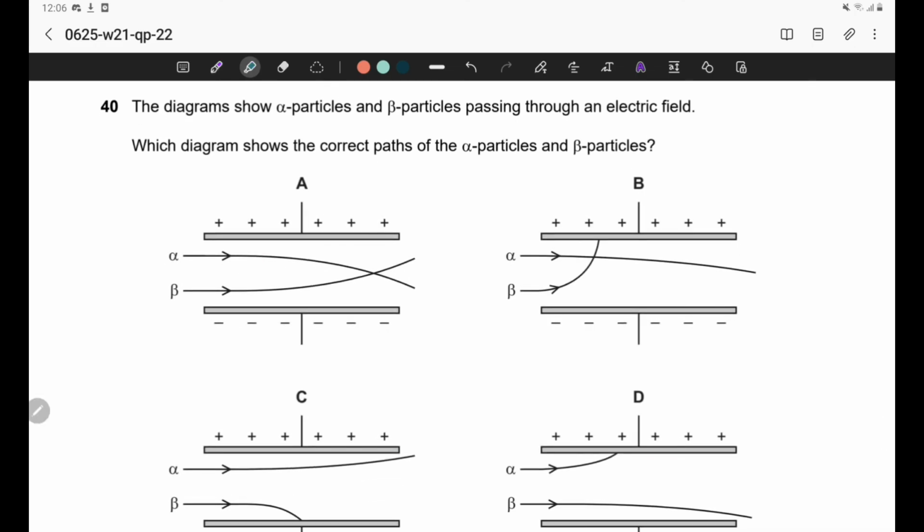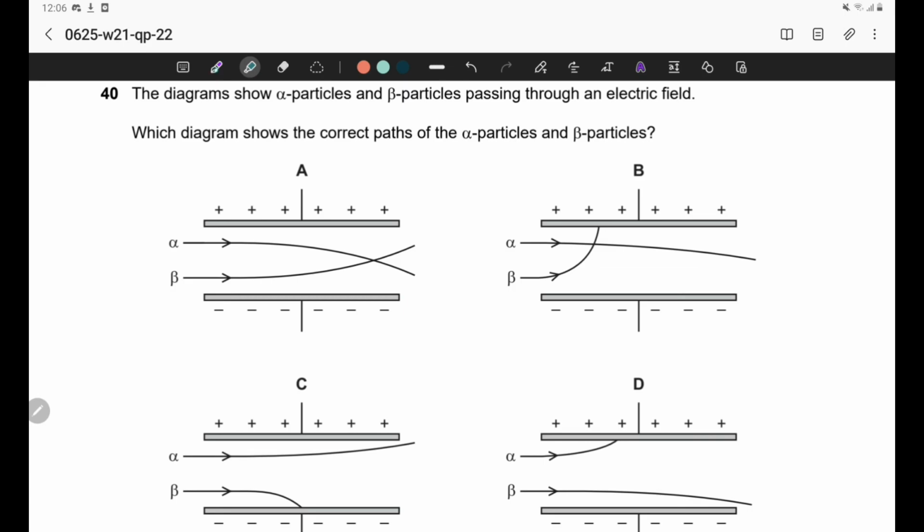Question 40. The diagram shows alpha particles and beta particles passing through an electric field. Which diagram shows the correct paths of the alpha particles and beta particles? Let's look at each option. First, the charge of an alpha particle is positive, so it will deviate to the negative plate. So we can see the alpha particles moving towards the negative plate. That is correct because opposite charges attract. Likewise, a beta particle has negative charge, so it will be attracted to the positive side.